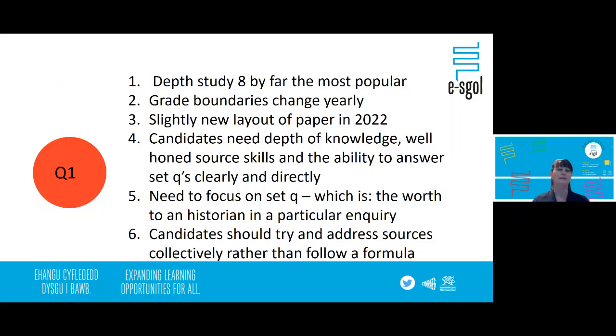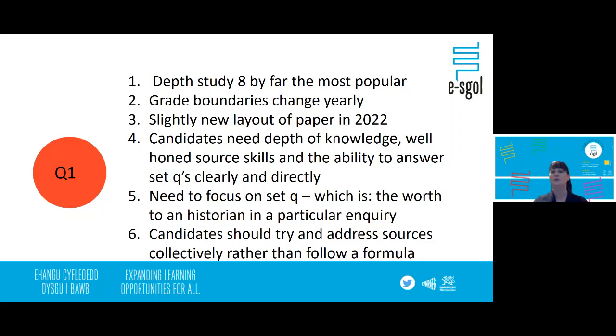They also wanted to make it clear that there was a slightly new layout of paper in 2022, and that will stay the same for this coming summer, okay, which I will explain. Candidates need depth of knowledge as well as well-honed source skills and the ability to answer the set questions clearly and directly. Now, what that means is you need the depth of knowledge. That goes back to the specification and knowing everything that's on your spec, and well-honed source skills. Obviously, this question 1 is a source question, so you need to make sure you understand and know how to analyse sources properly, which I'll be showing you later. And also you need to have the ability to answer the set question as clearly as possible and as directly as possible.